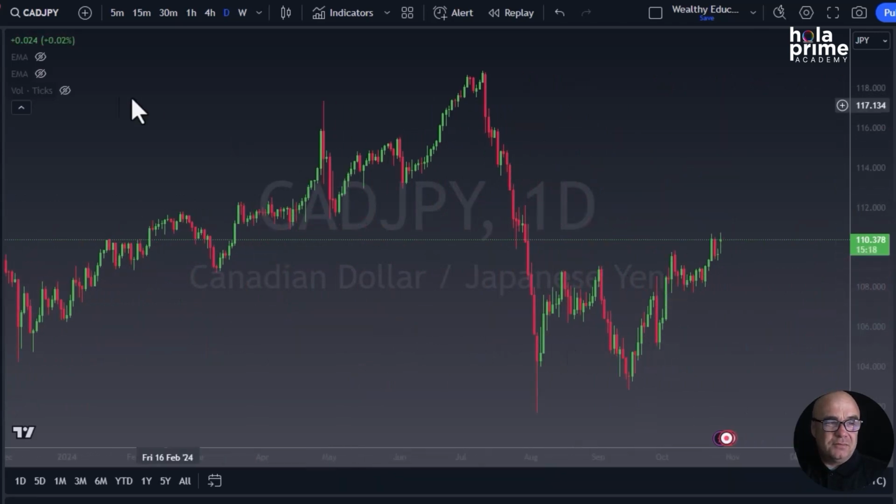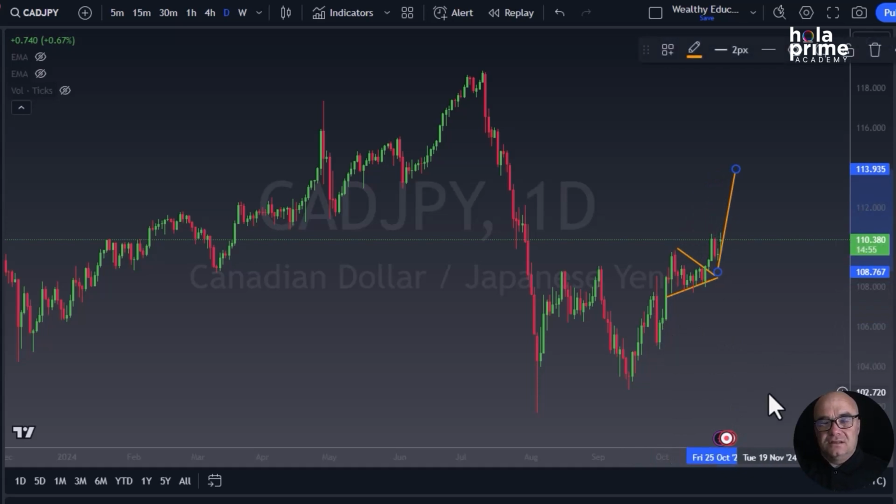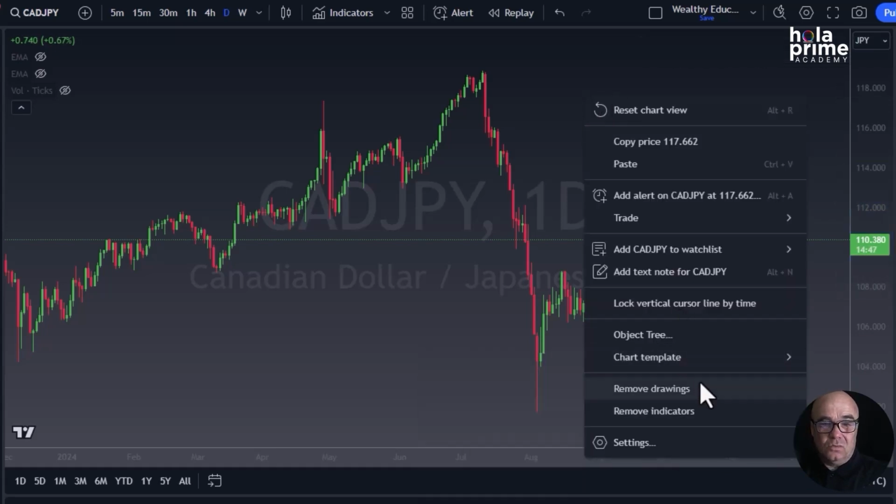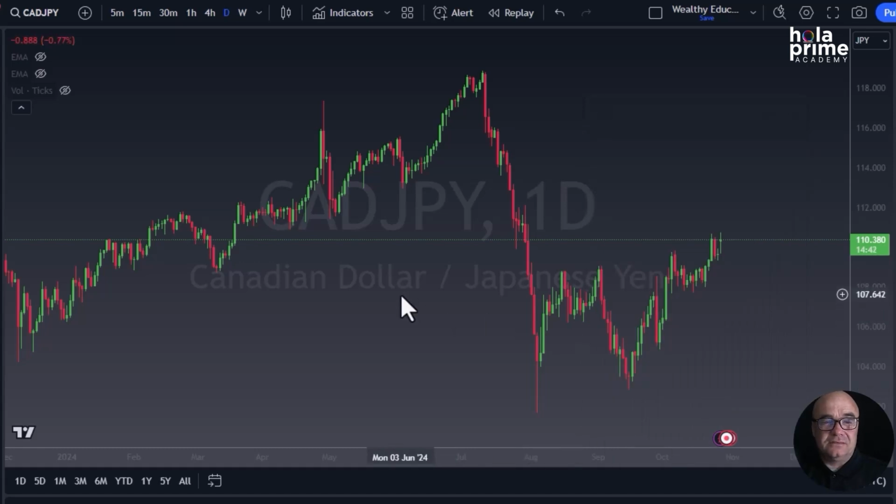This impulsive move by the Canadian dollar against the Japanese yen that is occurring right around the time I'm recording this could be thought of as a pennant or a flag. But either way, we broke out of it, and although it remains to be seen, the measured move of the pole for this bullish pennant suggests that we could go to 114 yen. Whether or not that ends up being the case remains a completely different story.